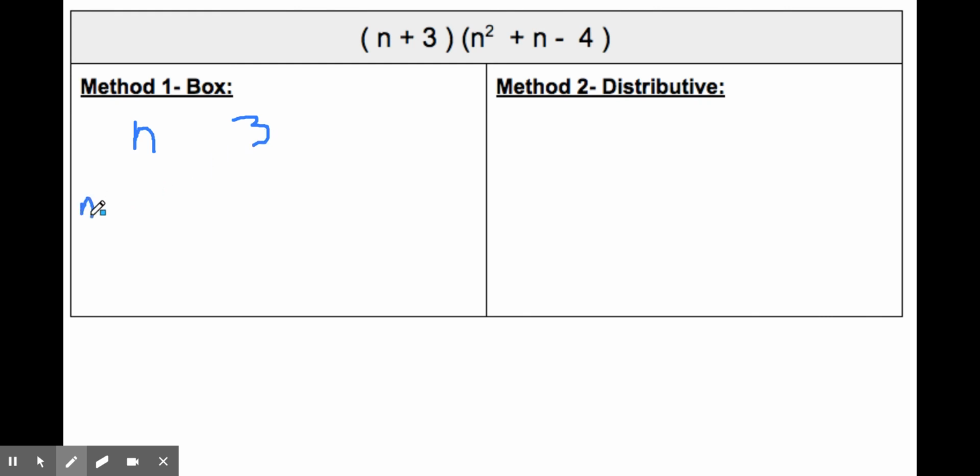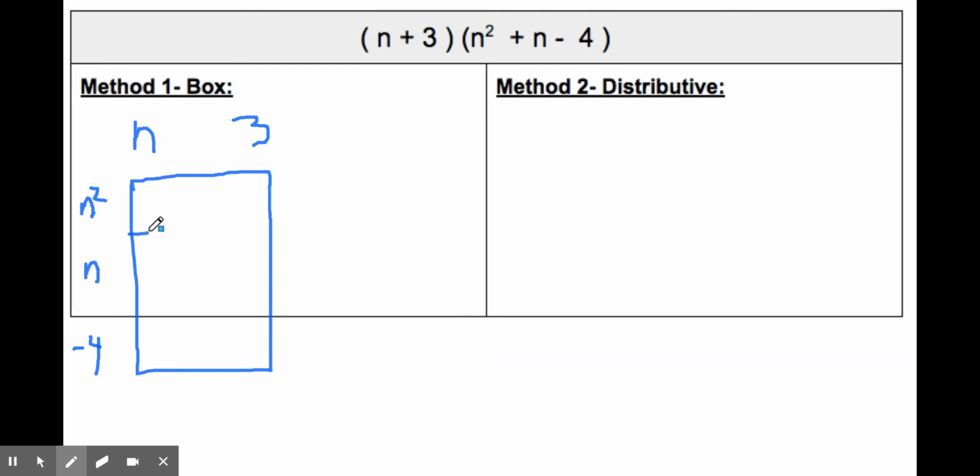Then we're going to have n squared, n, then negative 4. So you can see that I have my 6 boxes here. n squared times n. Remember, same base, 2 plus 1 is 3. n times n, same base, so you're going to take 1 plus 1 to get n squared. n times negative 4 is negative 4n.